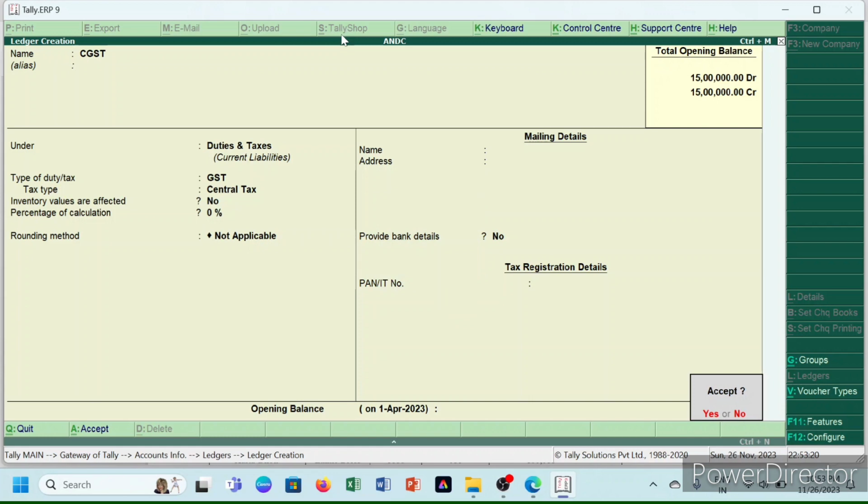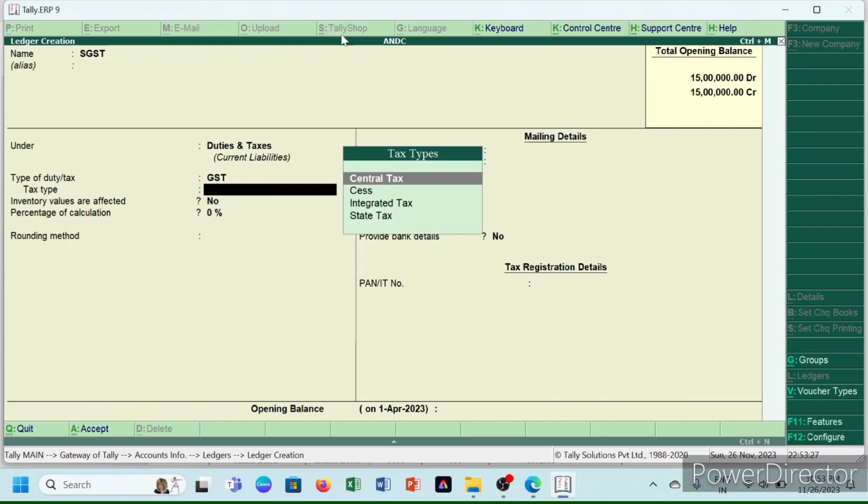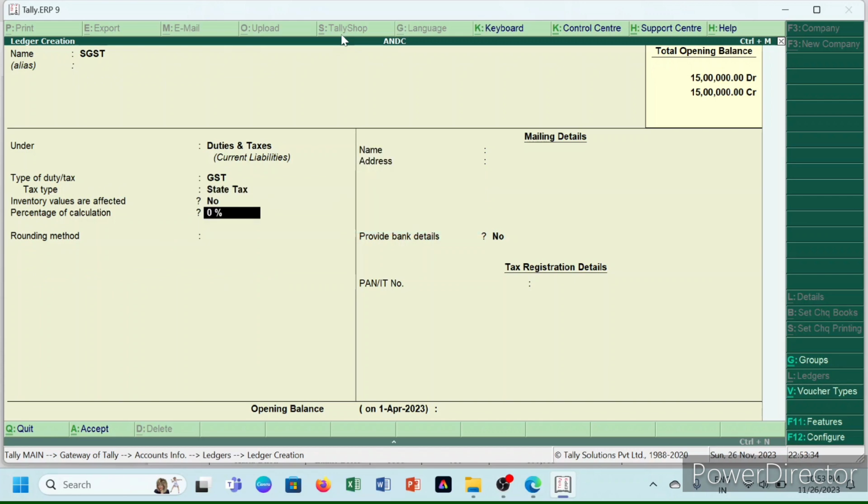Next account will be SGST. Since SGST is a state tax, select state tax for SGST. 0%. Percentage of calculation is 0%.